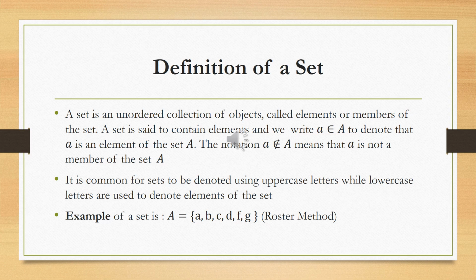Example of a set. So you have a capital letter A. It's a set that contains elements a, b, c, d, f, and g. This is known as the roster method, where you list all the elements and put them inside curly brackets, and all the elements are separated by a comma. So this is one way of expressing a set.